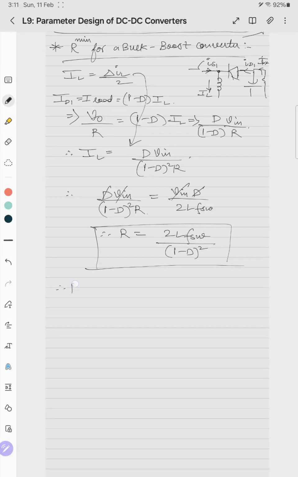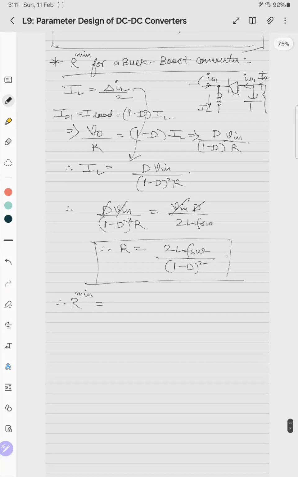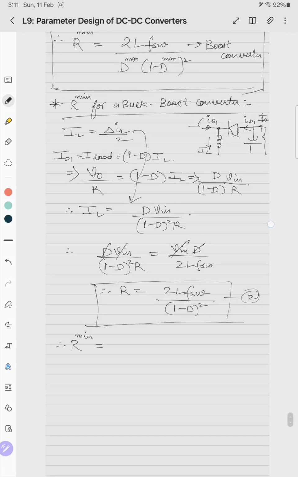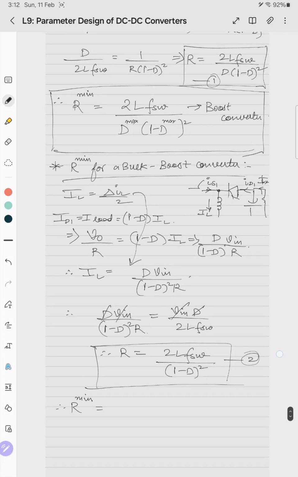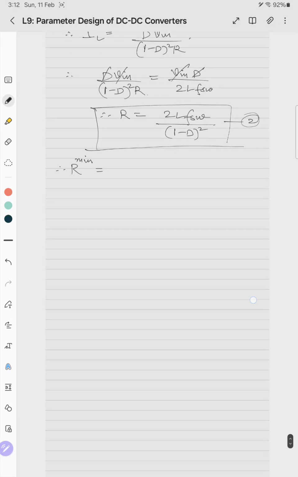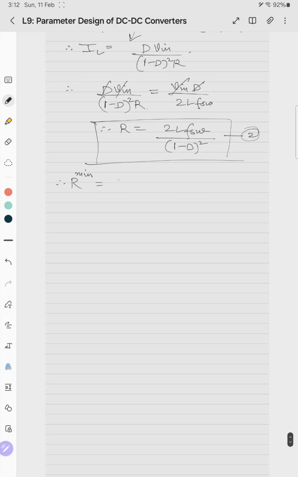So therefore R minimum. Why I have written this equation here is, I will use it and I will tell you why I am using it. This is equation 1, this is equation 2. Equation 3 is R minimum for boost converter, and equation 4, which I will be writing now, is 2 L F_switching by (1 minus D max) whole square. This is for a buck boost converter. This is equation number 4.